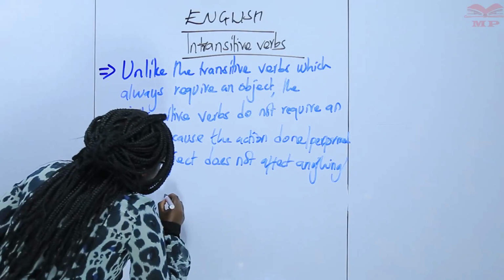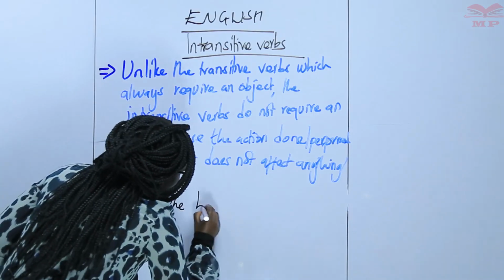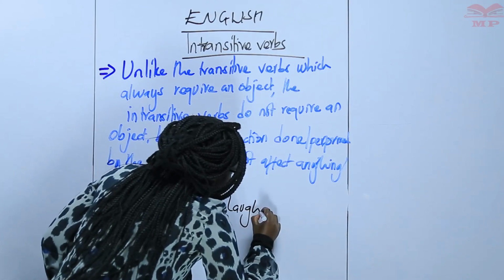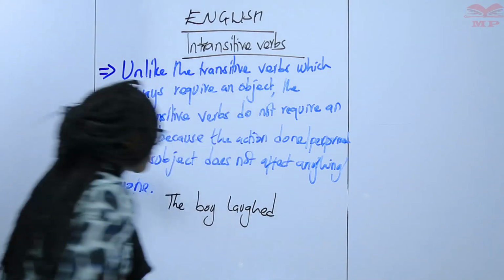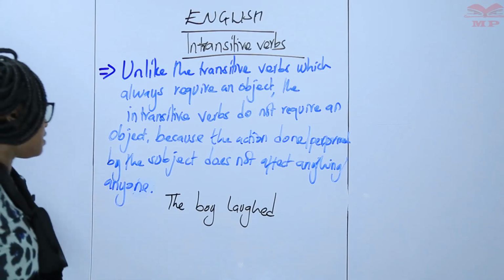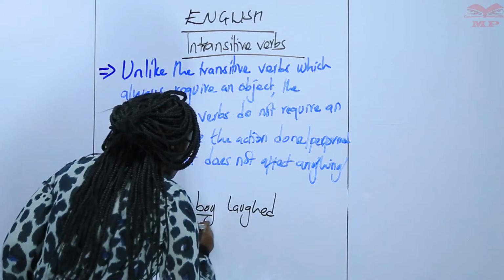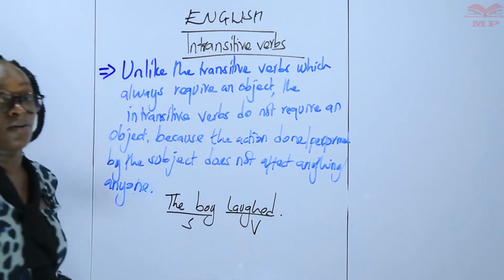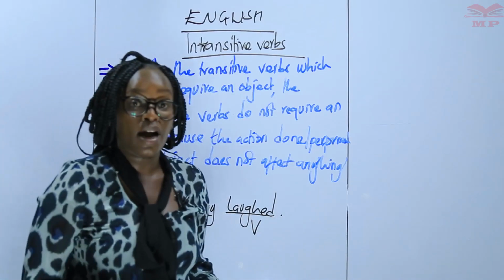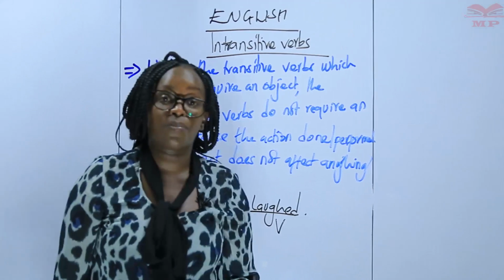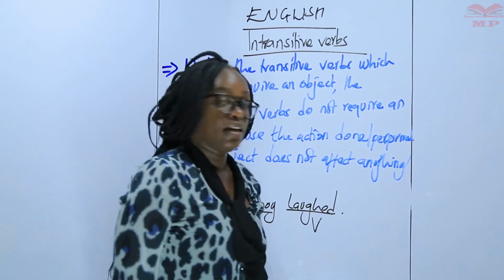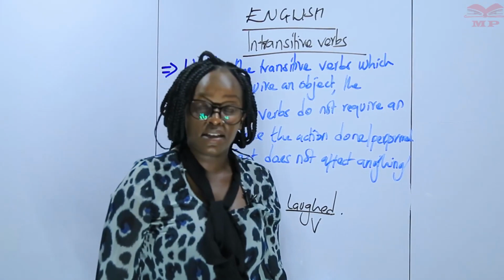For example, you can say a sentence like, the boy laughed. In this sentence, the boy is the subject, laughed is the verb, and that sentence is actually complete. You do not need to add an object to make this sentence complete. Therefore, that means that laughed here is actually an intransitive verb.